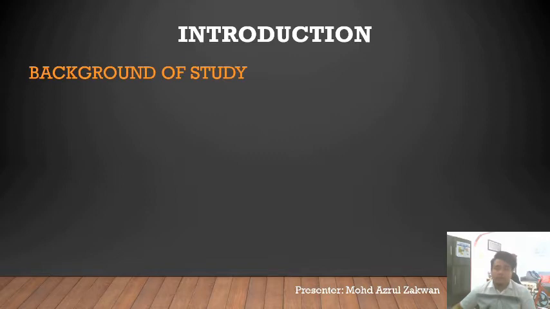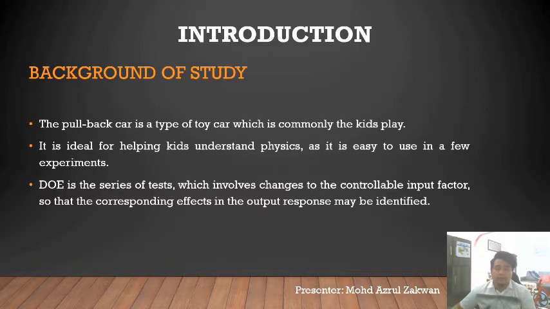Okay, about the background of the study, the pullback car is a type of toy car which is commonly played with by kids. It is ideal for helping kids understand physics, as it is easy to use in a few experiments. DOE is a series of tests which involves changing the controllable input factors so that the corresponding effect in the output response may be identified.